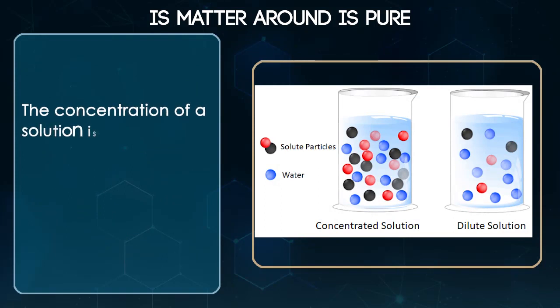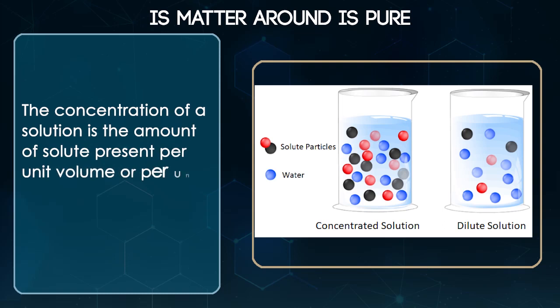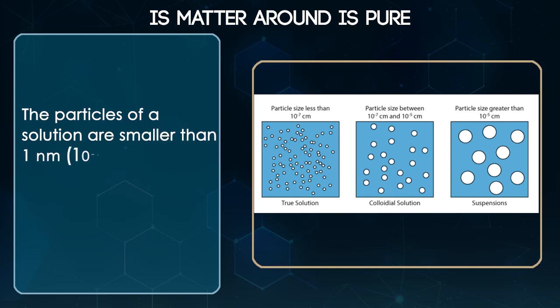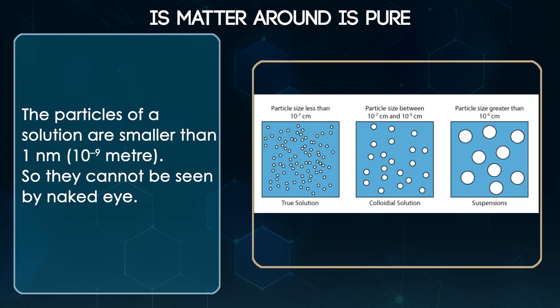The concentration of a solution is the amount of solute present per unit volume or per unit mass of the solution. The particles of a solution are smaller than 1 nm, that is 10 to the power minus 9 meter. So, they cannot be seen by the naked eye.